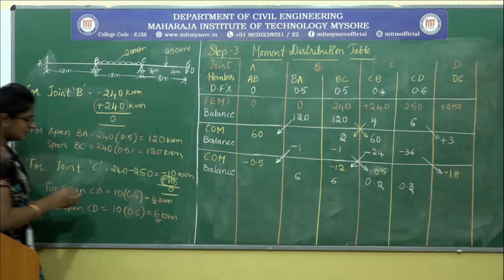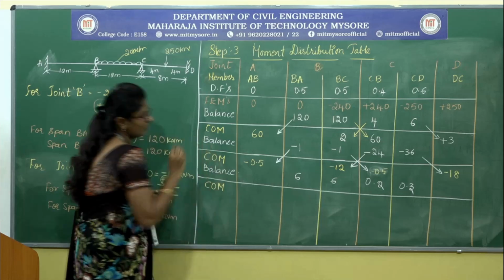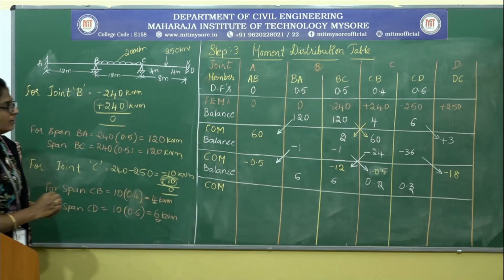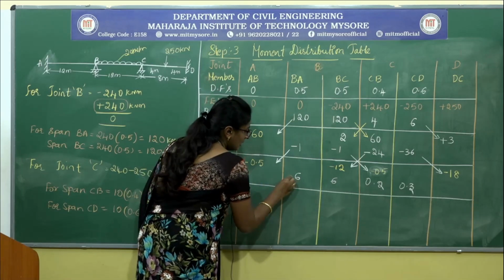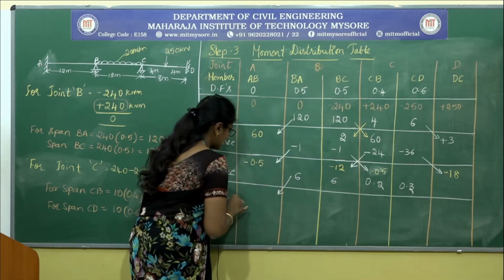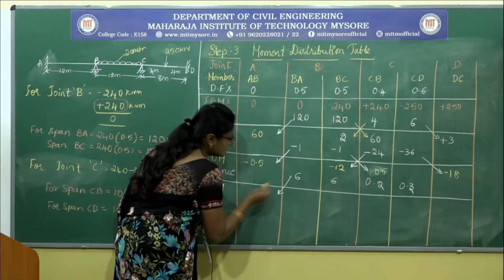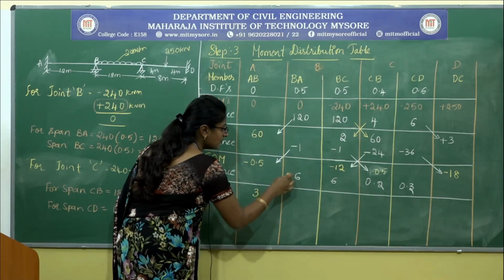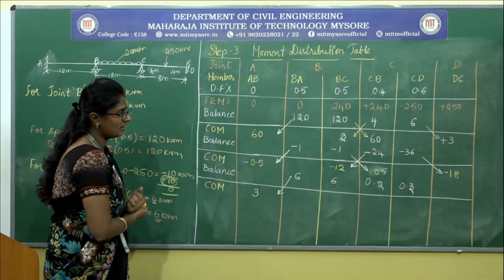So after this, the carry over moment. The applied moment is 6, half of this is 3. Since the far end is fixed, half of it is carried. Since it is positive, the carried moment is also positive, which is +3.